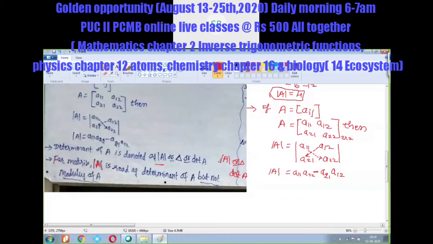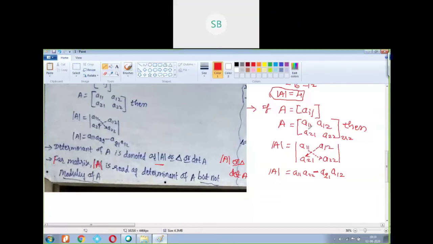So I just demonstrated how you are going to calculate the determinant if the matrix is of order 2 by 2. In general, the matrix A has elements A11, A12, A21, A22, and is of order 2 by 2. Then determinant of A is calculated this way. The very important thing is that you multiply along this diagonal, and then minus you multiply along this diagonal.